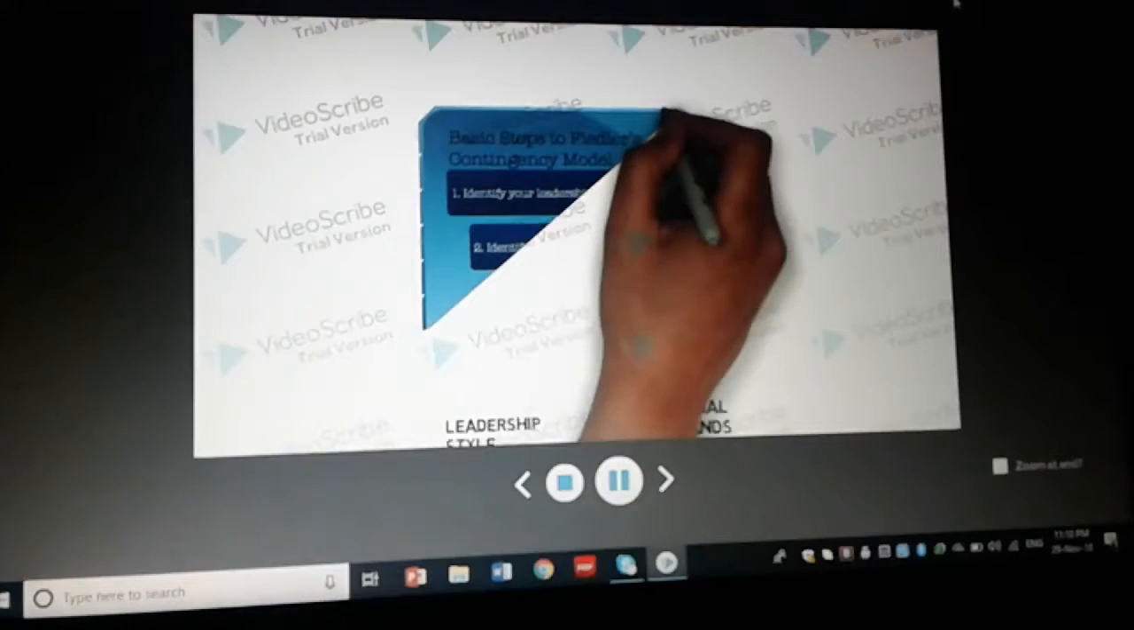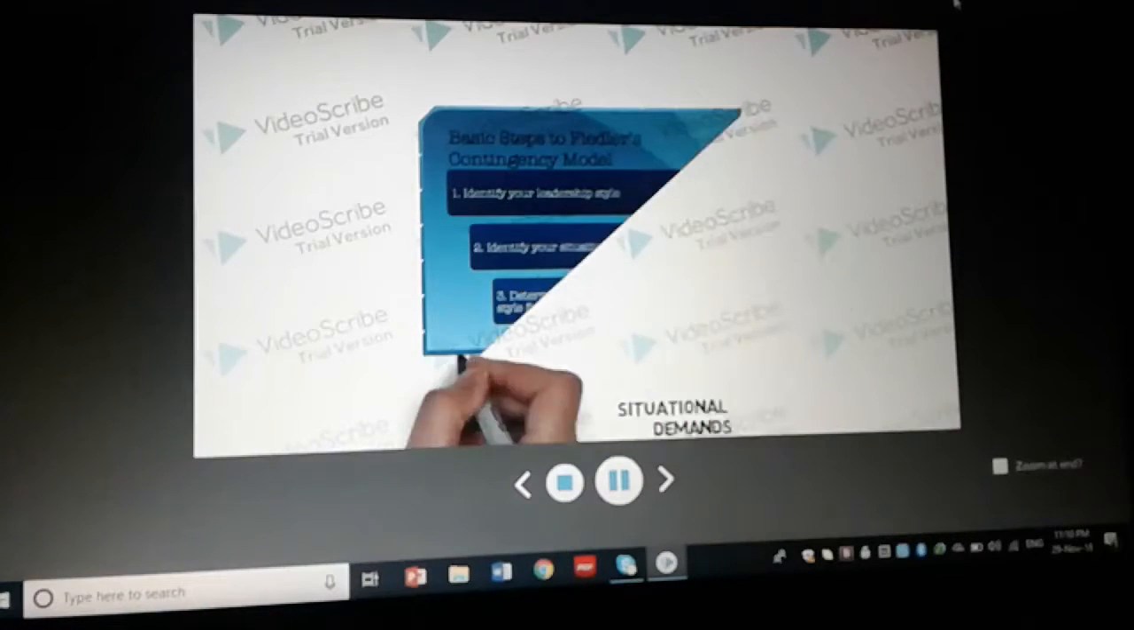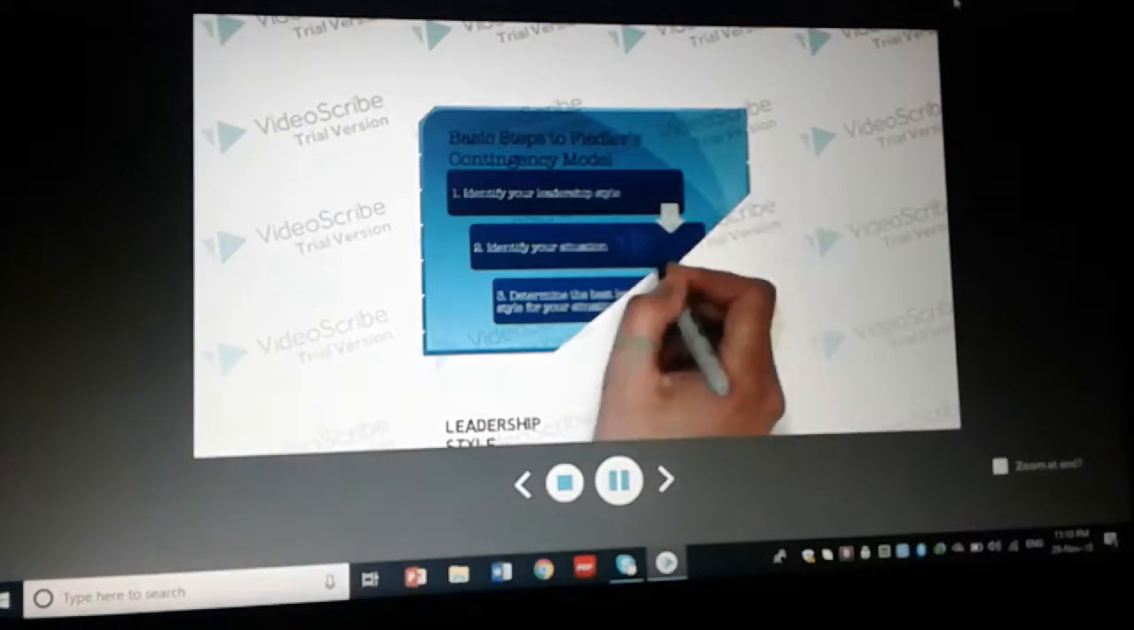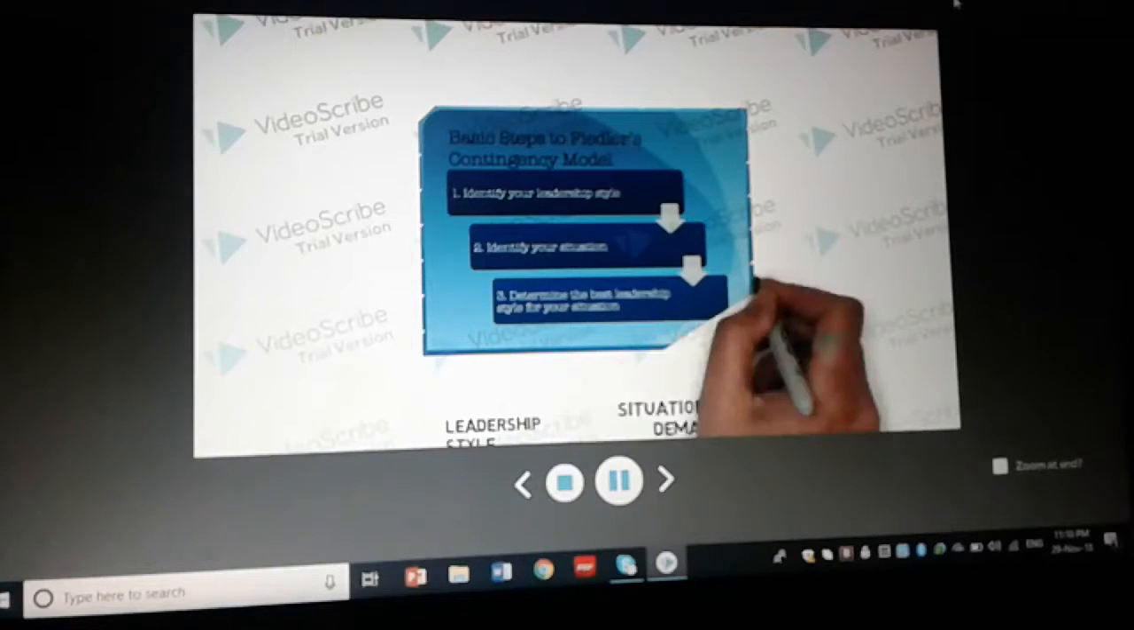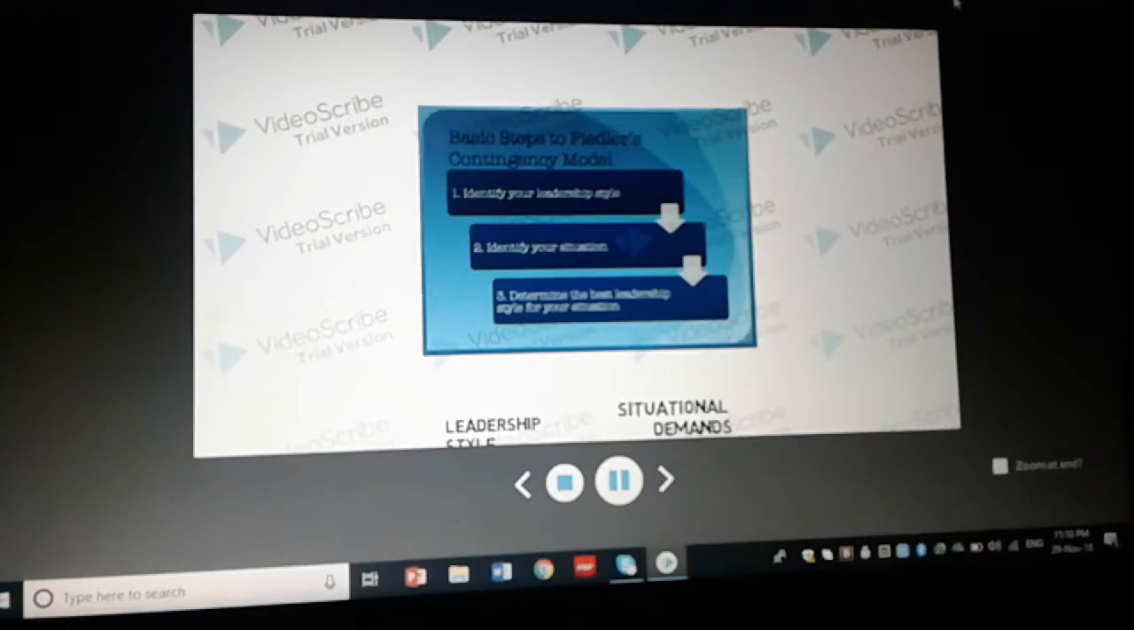The first step is to identify your leadership style. The second step is to identify your situation. And the third step is to determine the best leadership style for your situation.